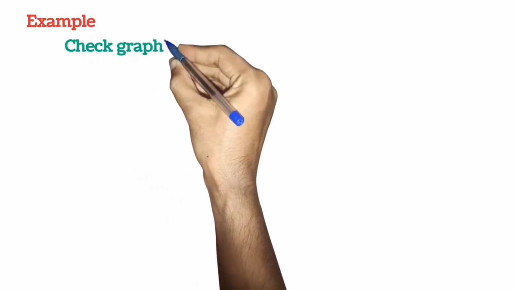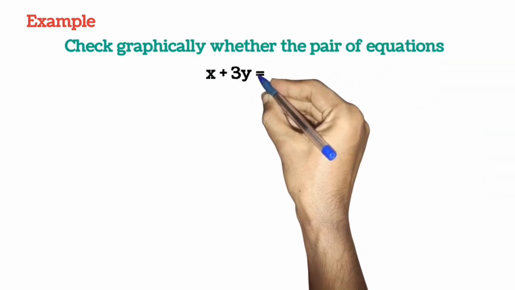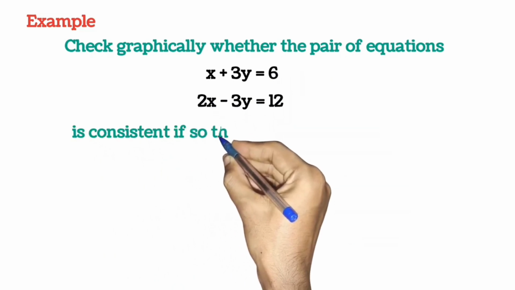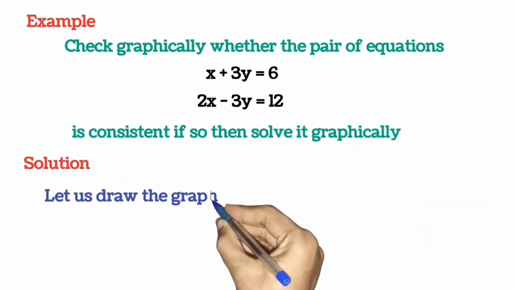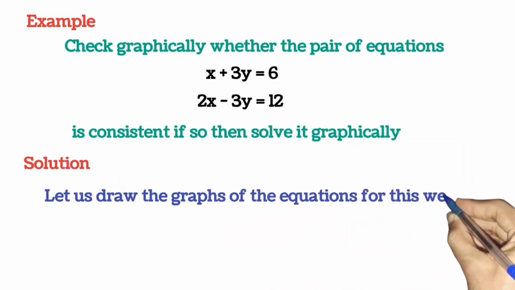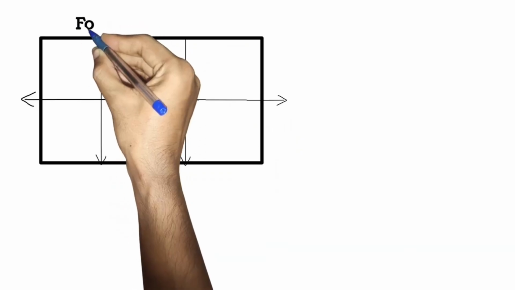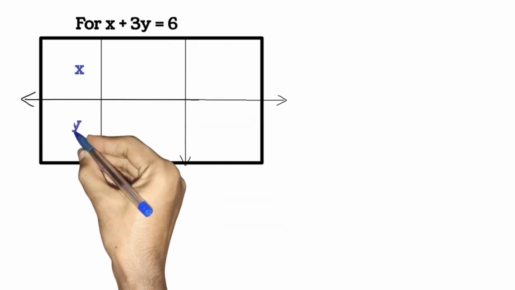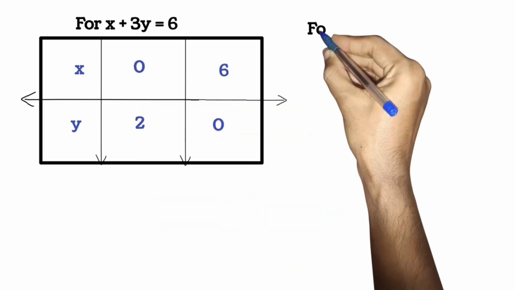Now look at an example. Check graphically whether the pair of equations x plus 3y equal to 6 and 2x minus 3y equal to 12 is consistent. If so, then solve it graphically. Now the solution. Let us draw the graphs of the equations. For this, we find two solutions of each of the equations and make a table. Now make a table for the equation x plus 3y equal to 6. We write x and y. If we take x equal to 0, then we get y equal to 2. If we take y equal to 0, then x equal to 6.